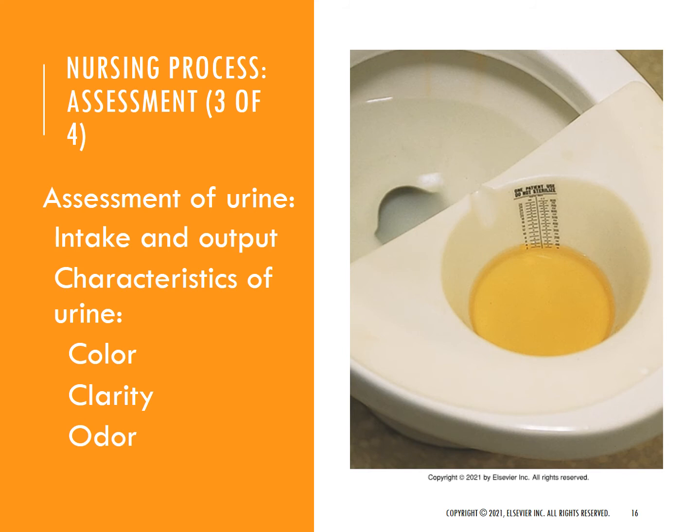Normal urine is usually a straw-like color to light amber. The lighter in color the urine is, the more dilute it is. The darker it is, the more concentrated it is.